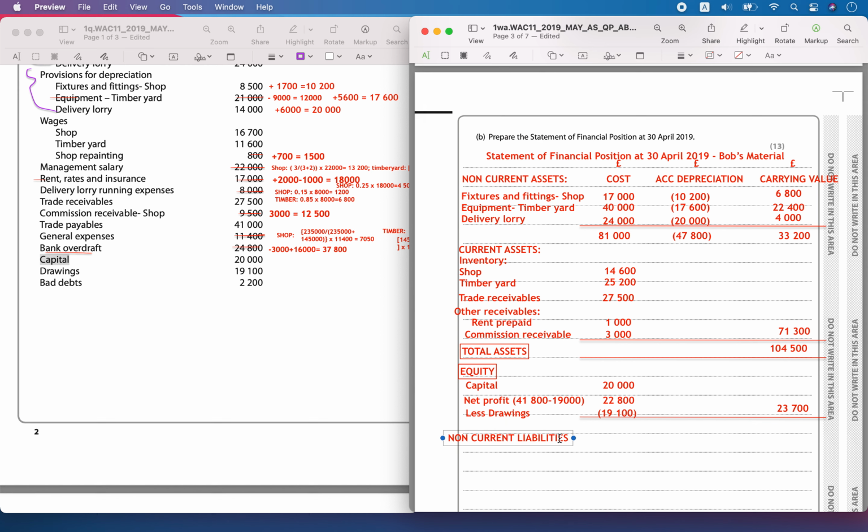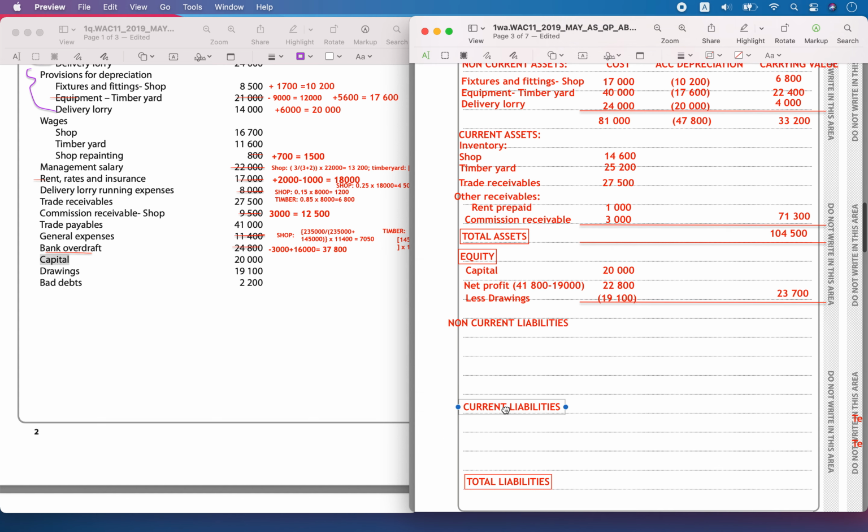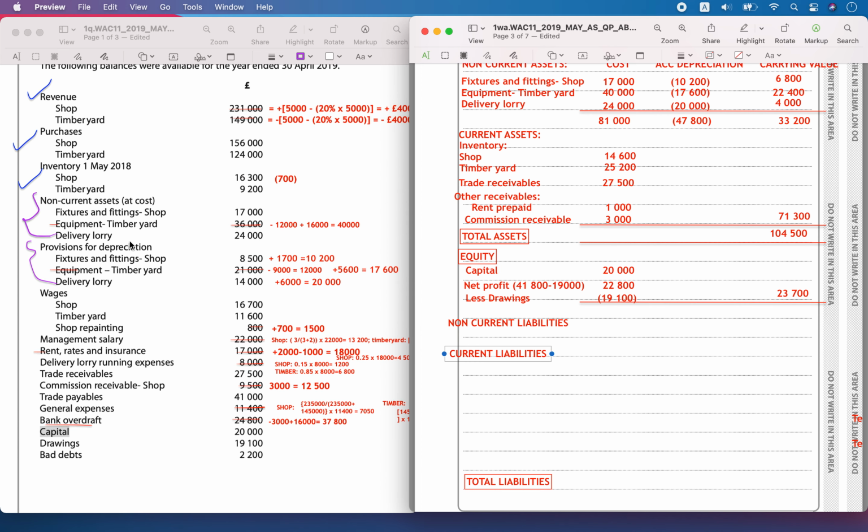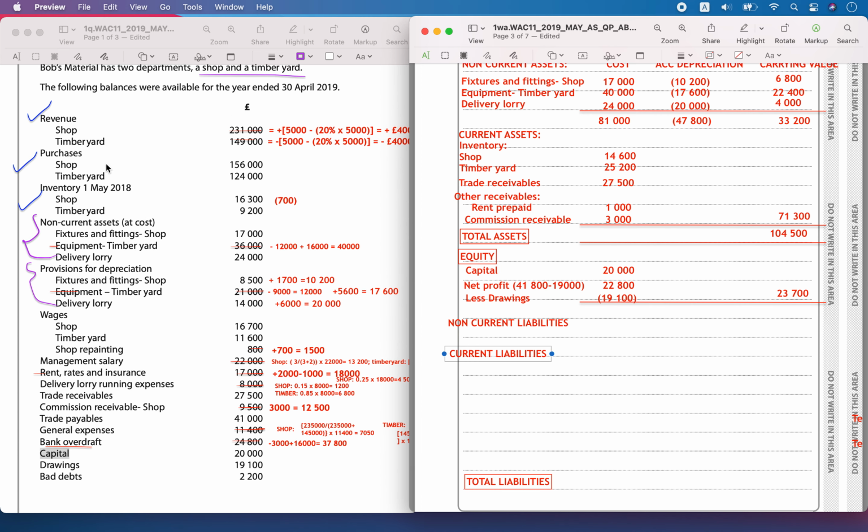That is equal to 23,700. Now let's calculate the non-current liabilities. We can see that there are no non-current liabilities. We have just the current liabilities. There is no bank loan or anything here, so there is no non-current liability. Now you have the current liabilities.